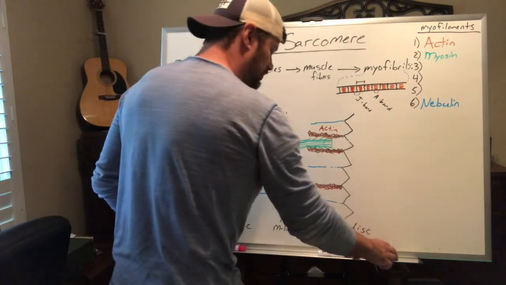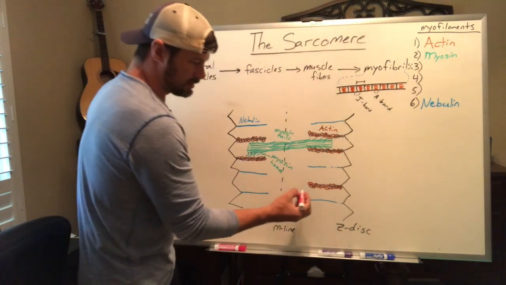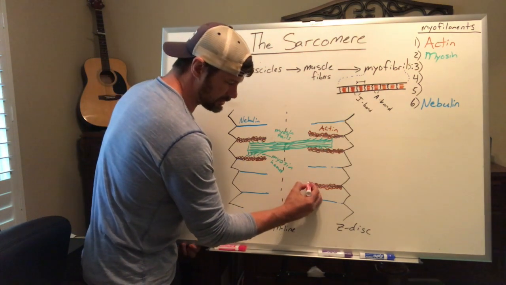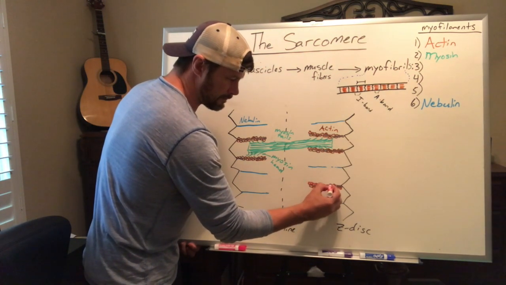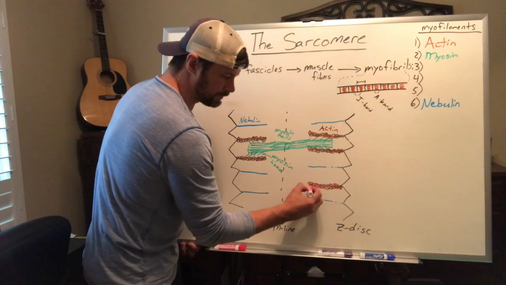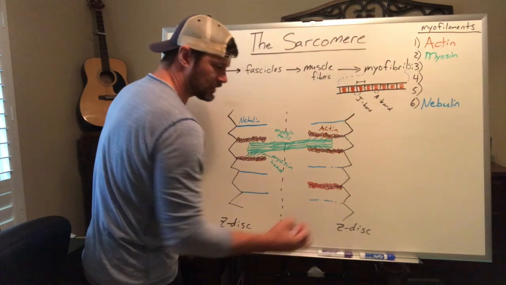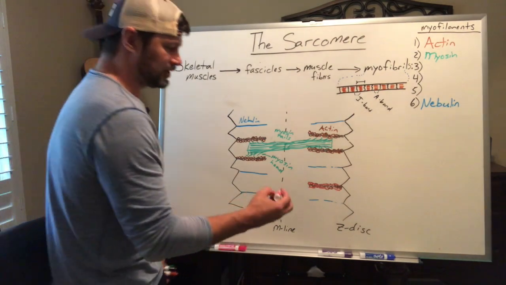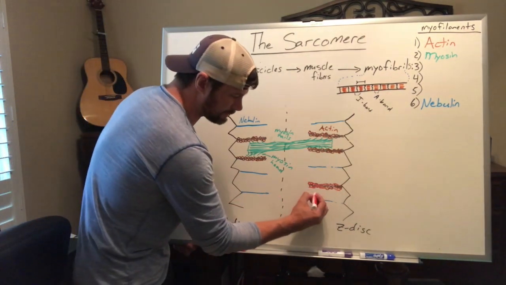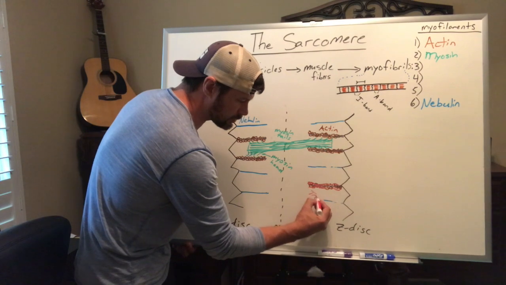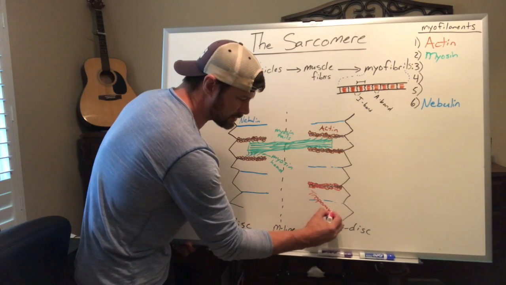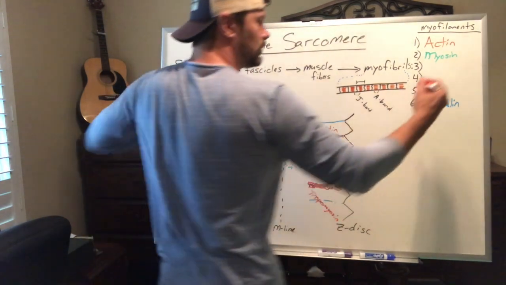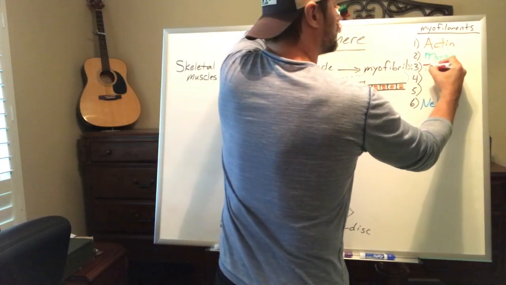Now, wrapped around actin, like a couple of Twizzlers, is another myofilament called tropomyosin. So here in red, we're going to have tropomyosin. Tropomyosin we'll have here as number 3. Tropomyosin.